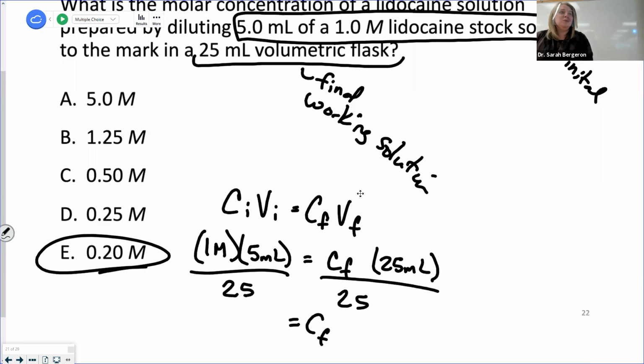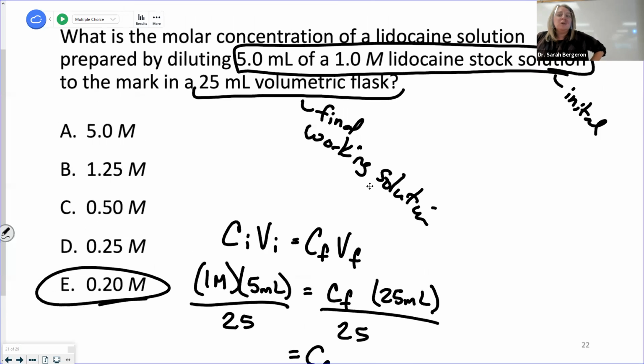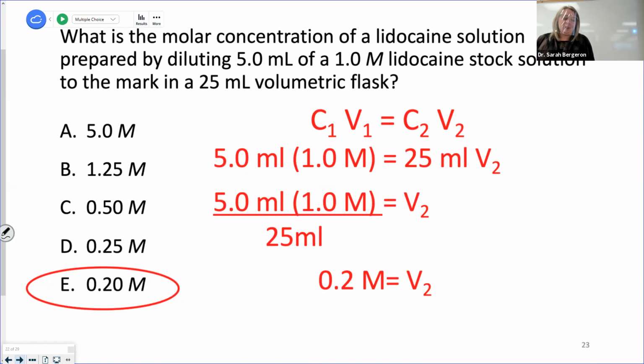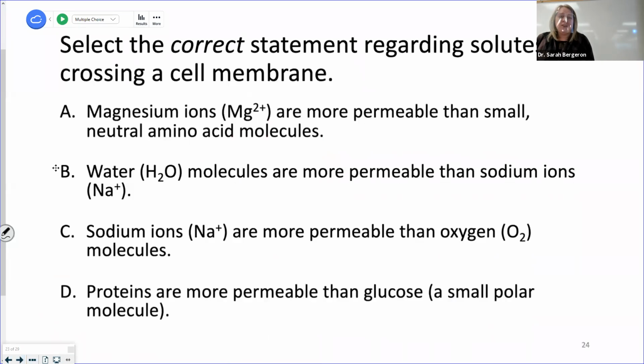Deciding what formula to use? Yeah. So all the time when you're looking at, I'm taking a stock and I'm making a dilution, I'm going from a 25x to a 1x, or I'm diluting from a 1 molar to something, whenever you read the question and you think, oh, I'm diluting something, pull up that CiVi is equal to CfVf. Okay, so get really comfortable with that one. And that's what I just did. I keep forgetting that I have the answers. Can't help myself.